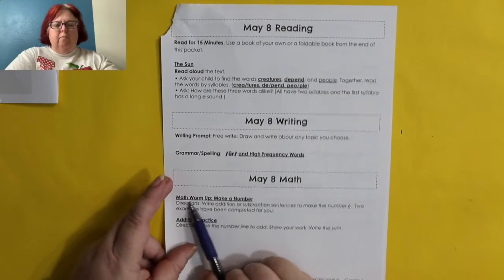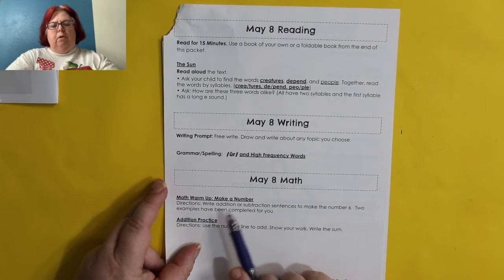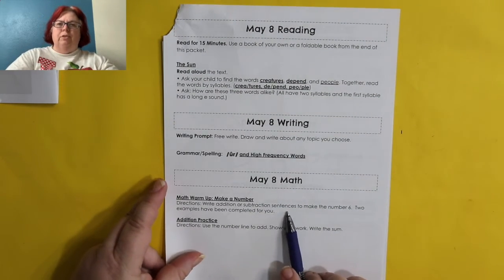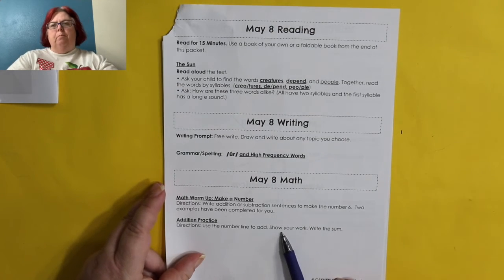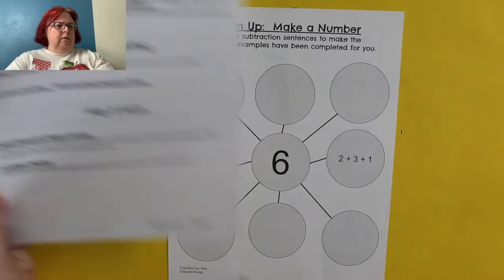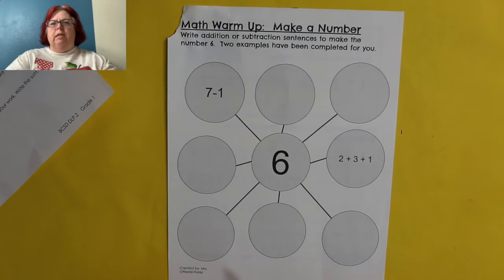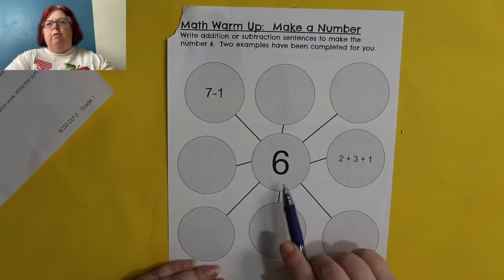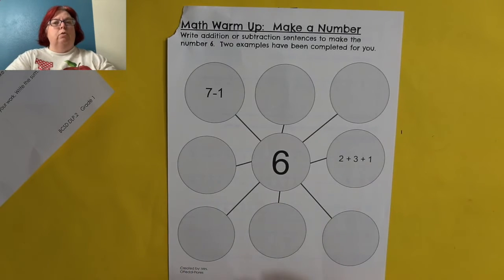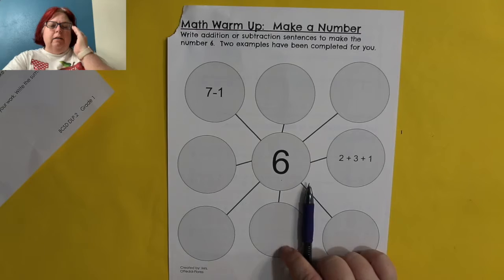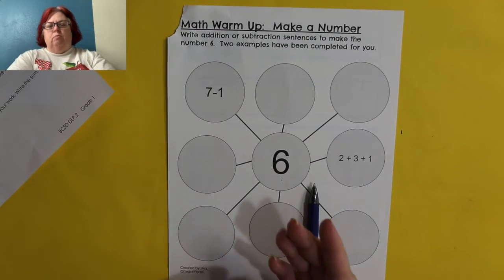All right, so we have math warm-up, make a number. Write addition or subtraction sentences to make the number 6. 2 examples have been completed for you. We did an activity like this a couple of days ago using the number 5. So we're going to do the same thing, only now we're going to use 6, where we want our answer to be 6, whether we do addition or subtraction.